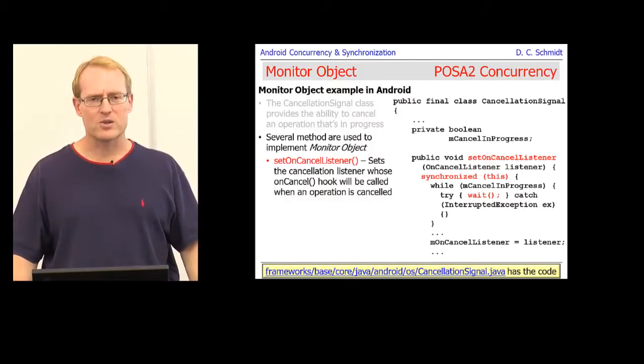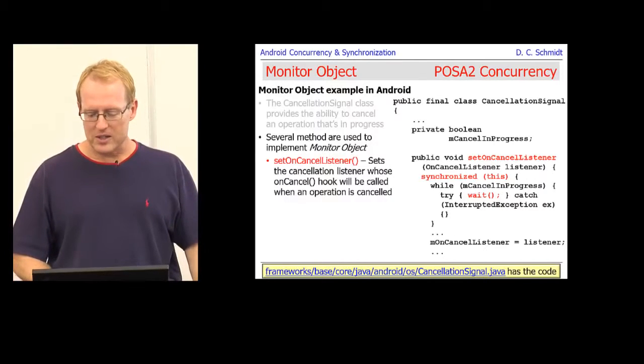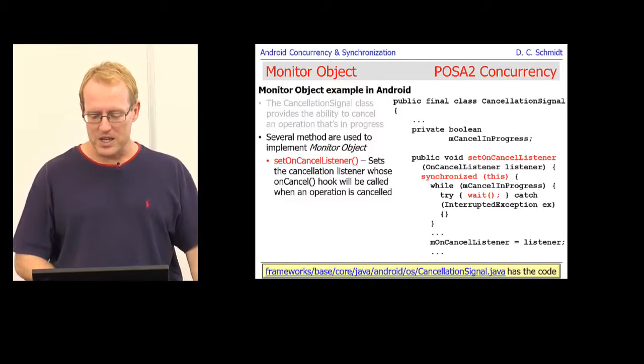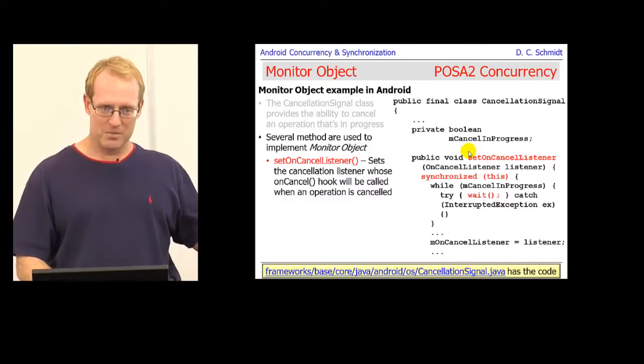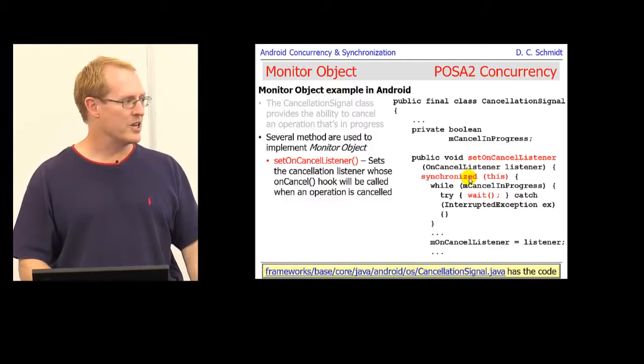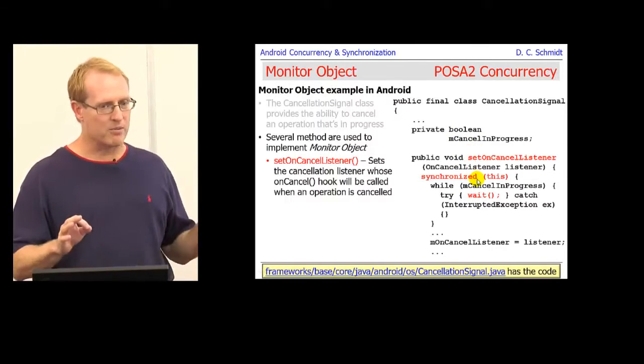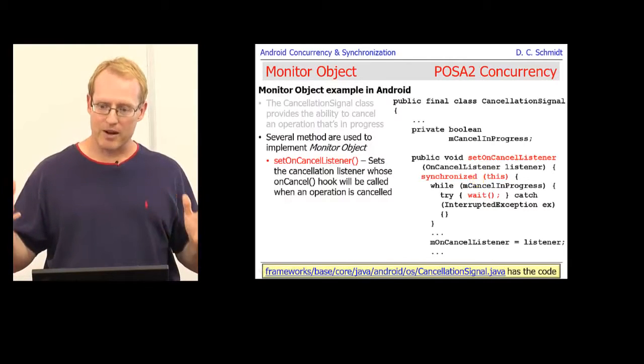Cursor loaders, I think, also use this mechanism as well. So let's take a look at the setOnCancelListener. As you can see here, it doesn't actually use the synchronized keyword in the interface or in the method signature. It uses it in the implementation. And I haven't shown the entire implementation. I'm just focusing on the part that shows the monitor object pattern.